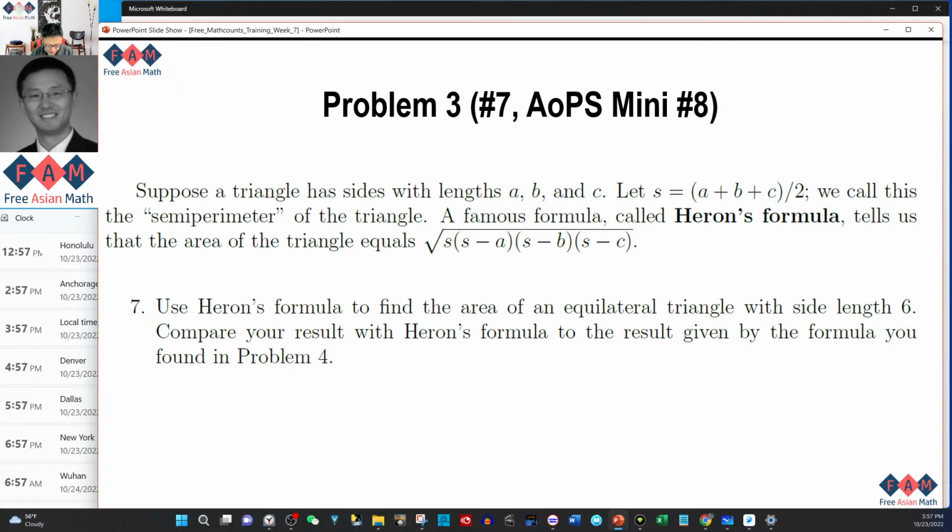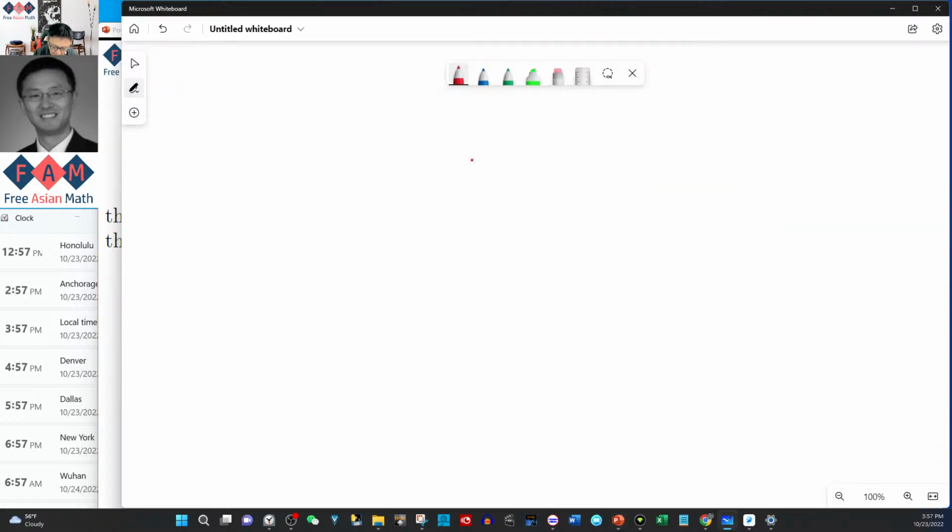Oh, how to do the Heron formula. This is the Heron formula. What is the Heron formula? If you know a triangle generally with three sides ABC, it's important to understand that once you know the three side lengths, that's A and B and C, the whole triangle is uniquely determined.